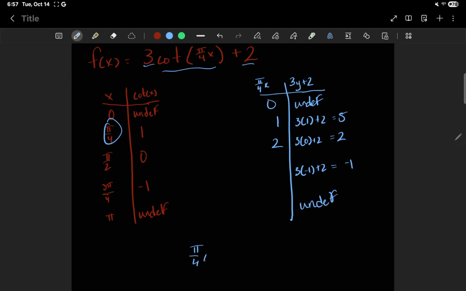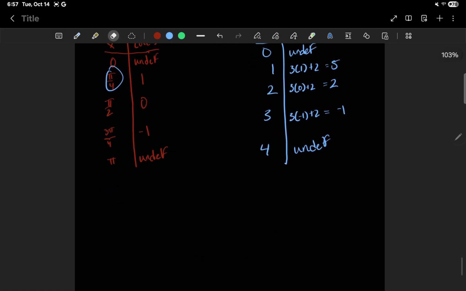Pi over 4x is equal to 3 pi over 4. Multiply by the reciprocal again. The pi's cancel, the 4's cancel. If we do it to one side, we got to do it to the other. The pi's cancel, the 4's cancel. Gives us 3. And the last one's just going to give us 4. It's going to be the same x values as the tangent one, luckily. Okay, and then now we want to graph it.